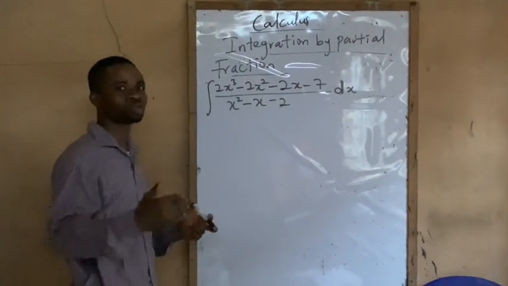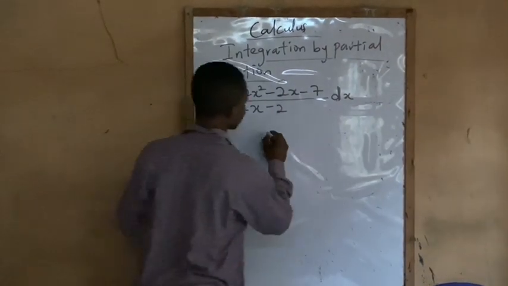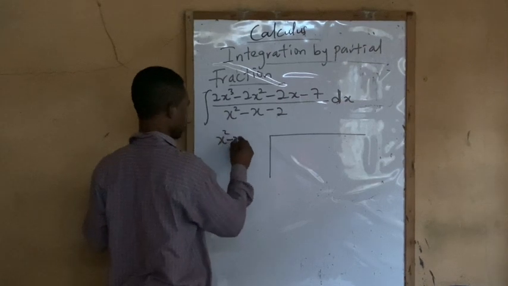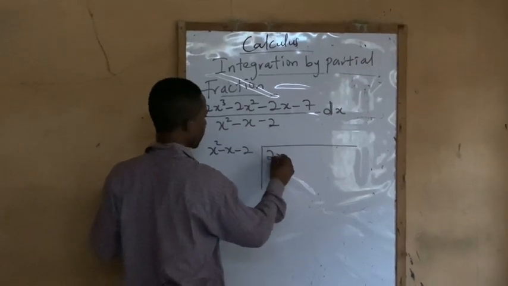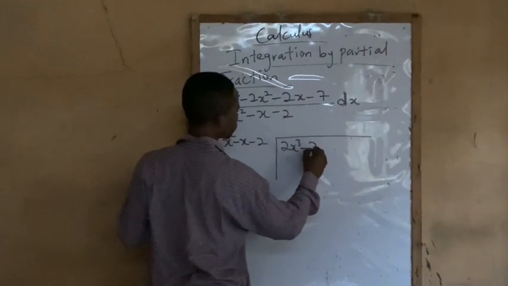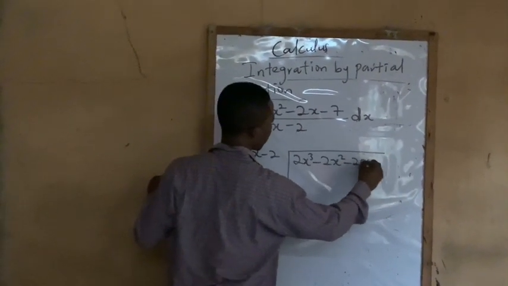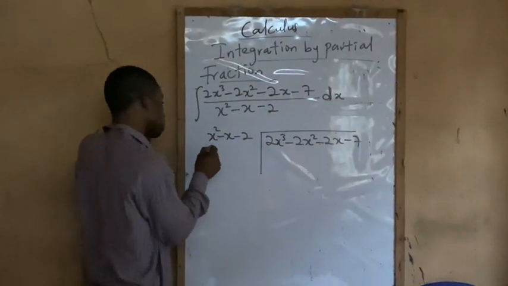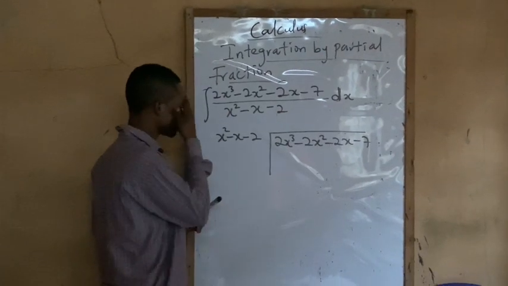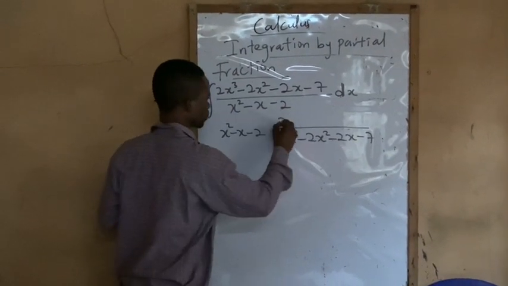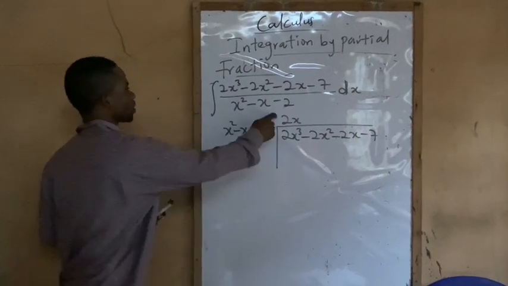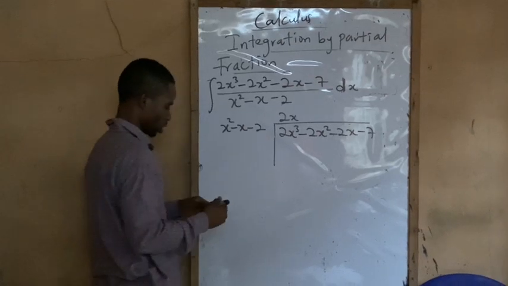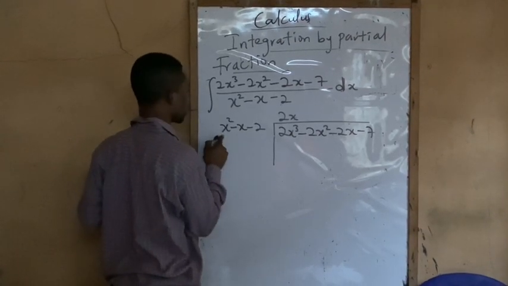And how do we do that? We are going to use division of polynomial. That will make us do something like this. This is x squared minus x minus 2, and this is 2x cubed minus 2x squared minus 2x minus 7. Now, x squared divided by 2x cubed is going to remain what? 2x. As you all know, 2x times x squared gives us this, actually. So we are going to use this to multiply everything you see here. That is 2x times x squared.